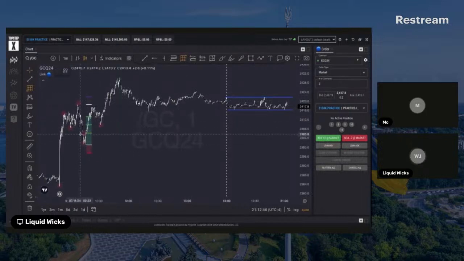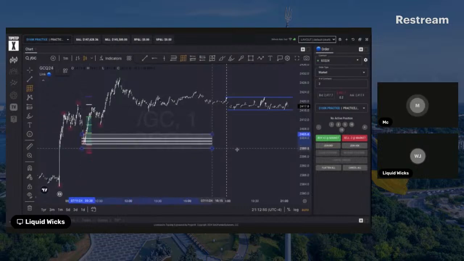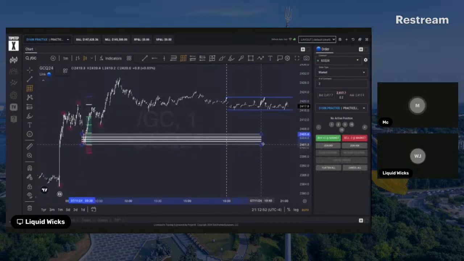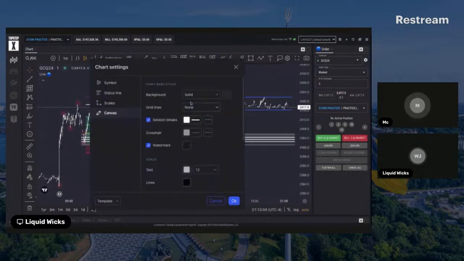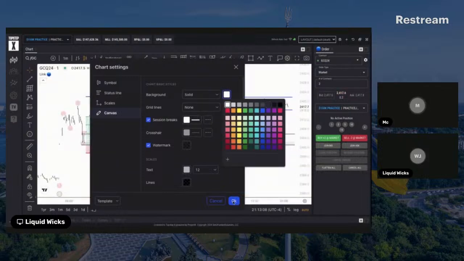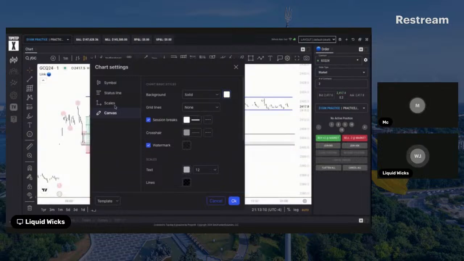We've got... That's hard to see on this dark screen. Not gonna lie, it's hard to see. Oh, really? Can you change the background in here? Yeah. Oh, I didn't know you could do that. Yeah, same thing like TradingView.